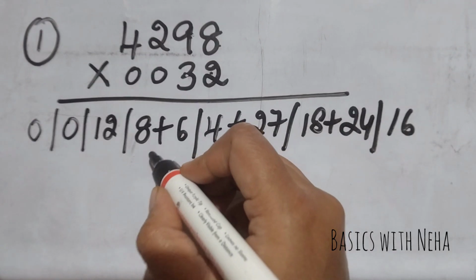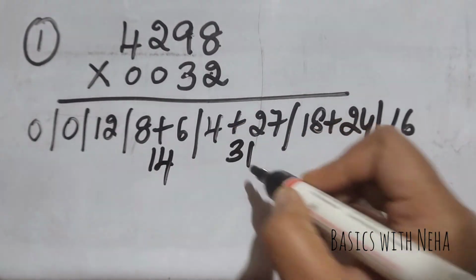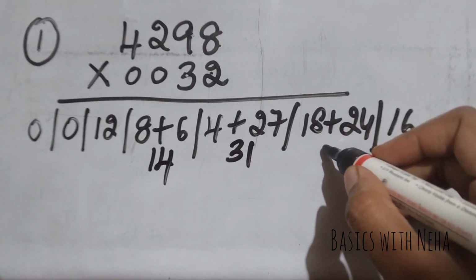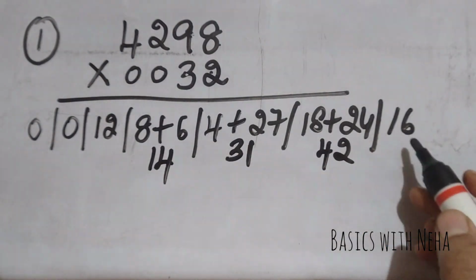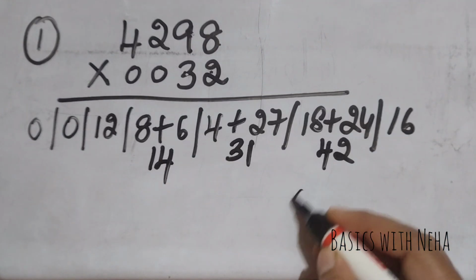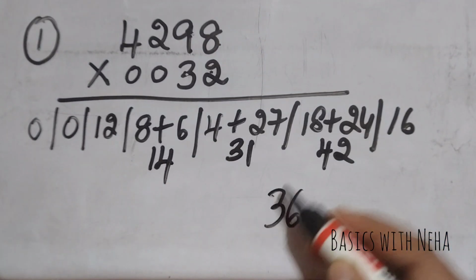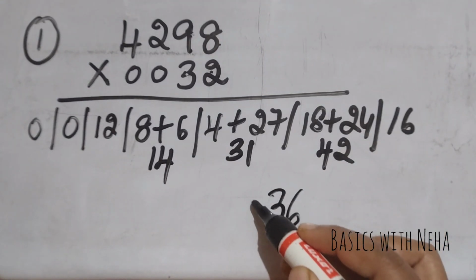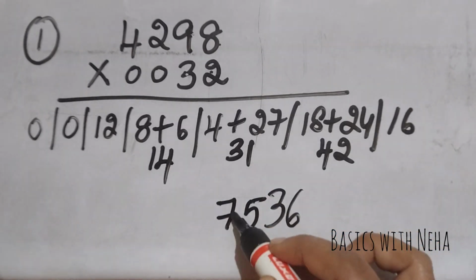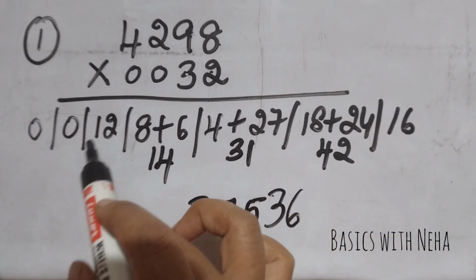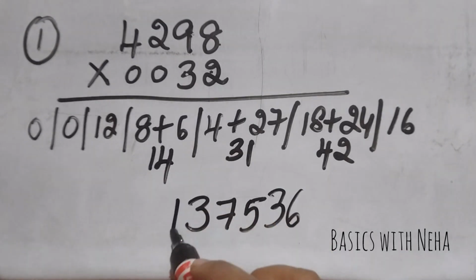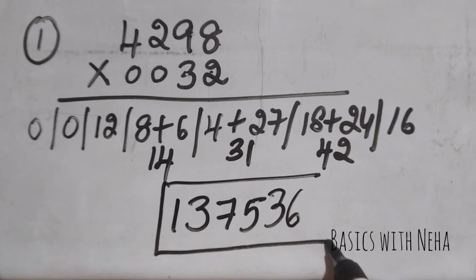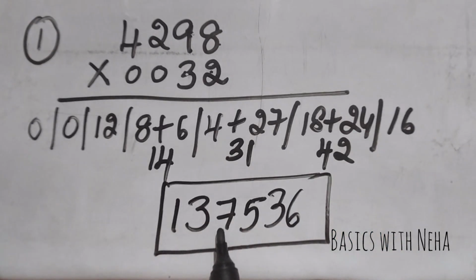So now let's add everything. This would be 14, this is 31 and this is 42. So now let's balance it. Balancing from the right side, 6 I'm going to write as it is. 2 plus 1 is 3. 1 plus 4 is 5. 4 plus 3 is 7. 2 plus 1 is 3. And 1 finally. So the final answer will be 1,37,536.